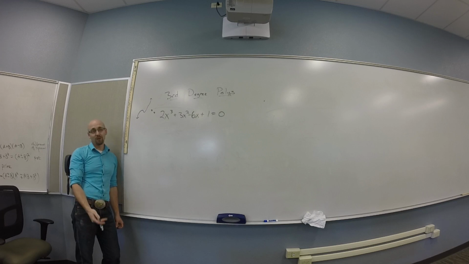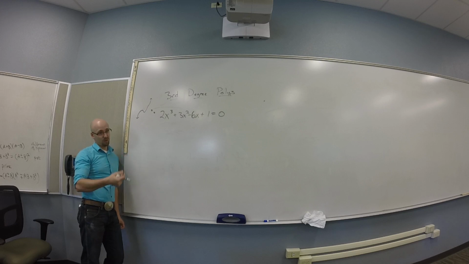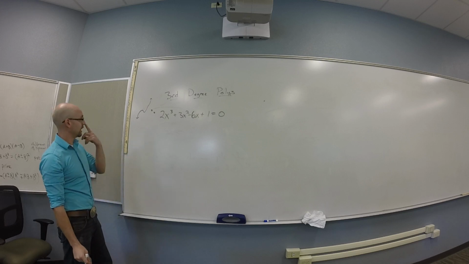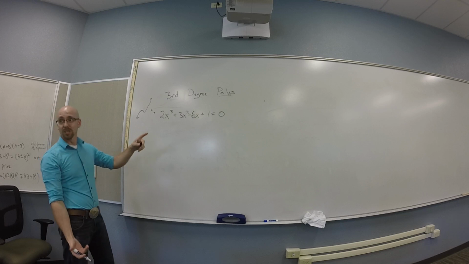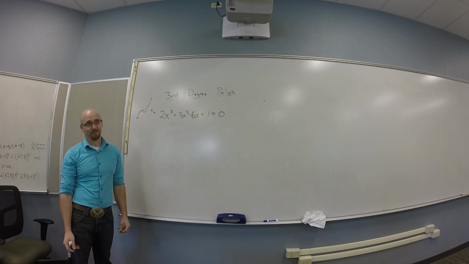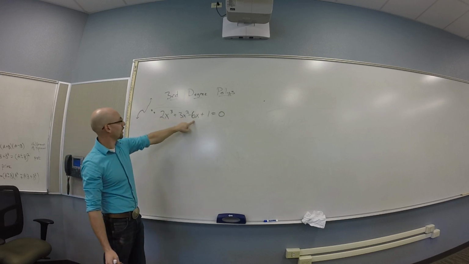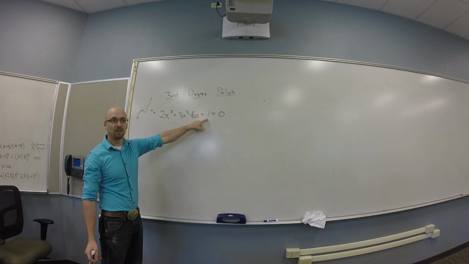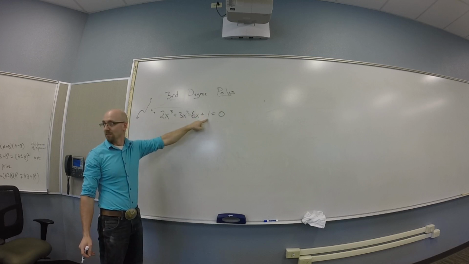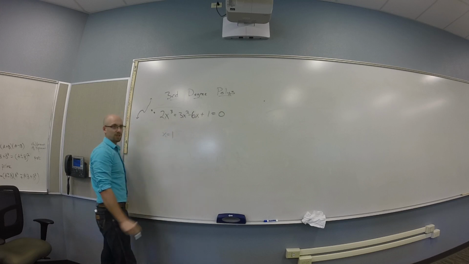Failing that, another thing you could try is you could plug in small convenient numbers. Plug and check. Yeah, just sort of guess and check. So the guess and check method on this one would be, let's see, x is 0 doesn't work. What's your second most favorite small number? 1. 2 plus 3 minus 6 plus 1 is in fact 0, right? So I just found out that x is 1 is one of the solutions, right?